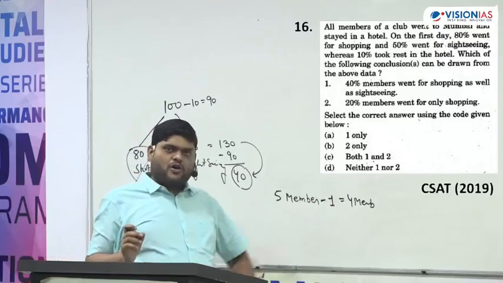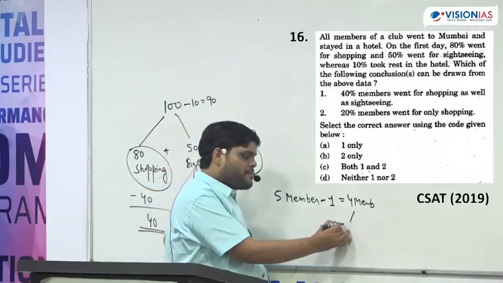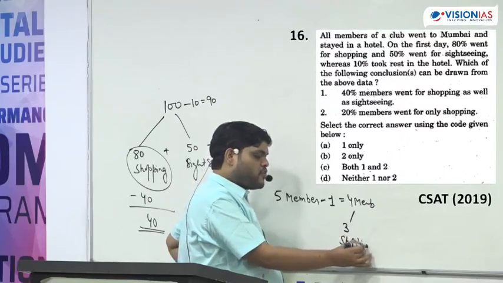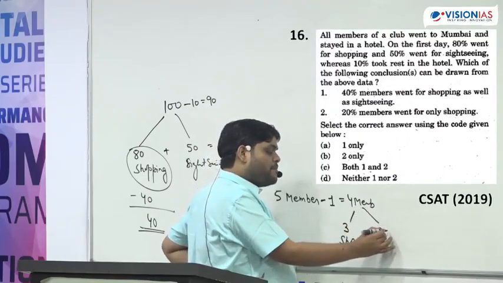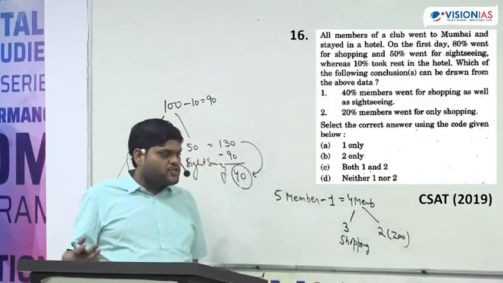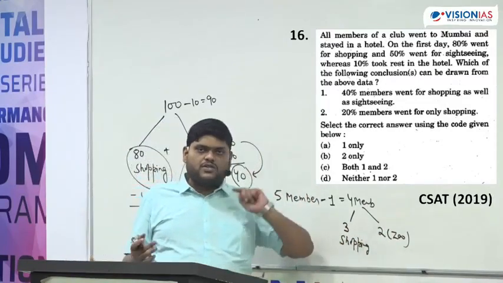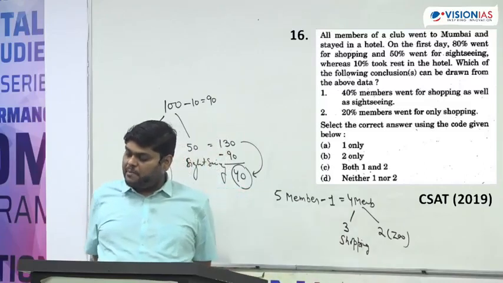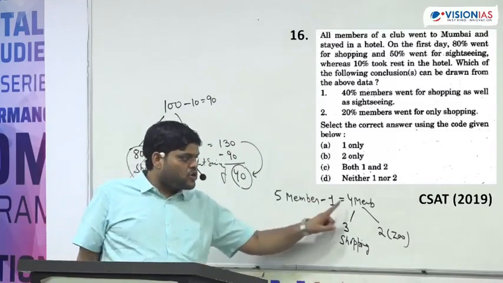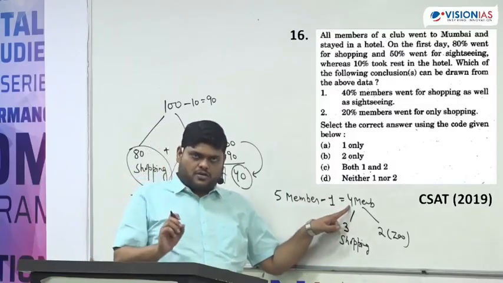So out of 4 members, suppose 3 members went for shopping. 3 members went for shopping and 2 members went for zoo because they are exhausted in the shopping. So only 2 members went for zoo. Now understand here. Total members were only 4.